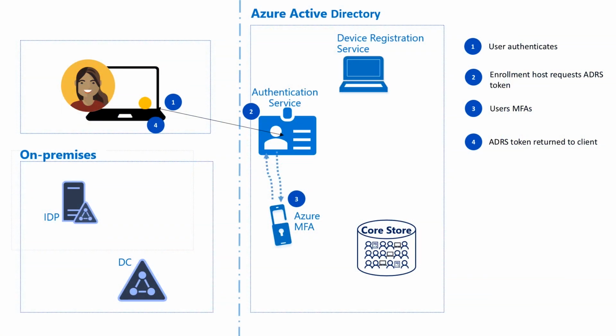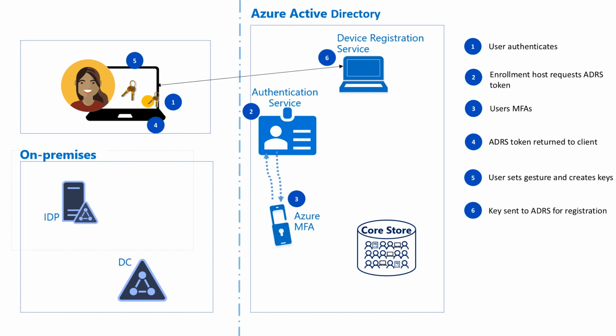Underneath the covers, when the user is setting up their gesture, the user's Windows Hello for Business public-private key pair is going to be generated in the TPM. Once the key pair is created, the public key needs to be registered with the directory so it can be used for authentication. In the Azure-only case, the public key is sent to the Azure Device Registration Service along with the ADRS token, proving that the user authed and MFA'd before. The Azure Device Registration Service writes that key to the user object in Azure AD.